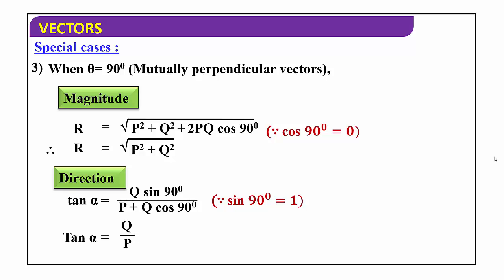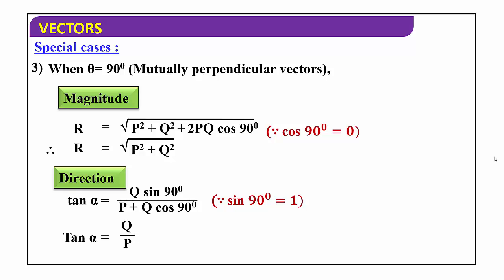Is it clear? In the first case, we considered theta equal to 0 degree. In the second case, theta equal to 180 degree. In the third case, we considered theta equal to 90 degree. You can just substitute the value of theta in the magnitude and direction expressions, and you will get the answer. If theta equal to 90 degree, the two vectors are mutually perpendicular. When theta equal to 180 degree, they are anti-parallel, opposite or negative vectors. When theta equal to 0 degree, the two vectors are parallel to each other.